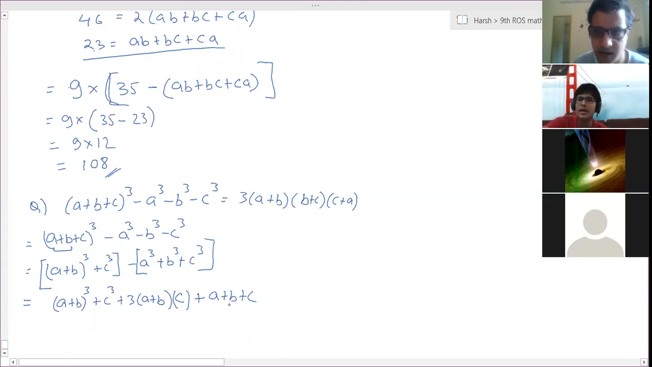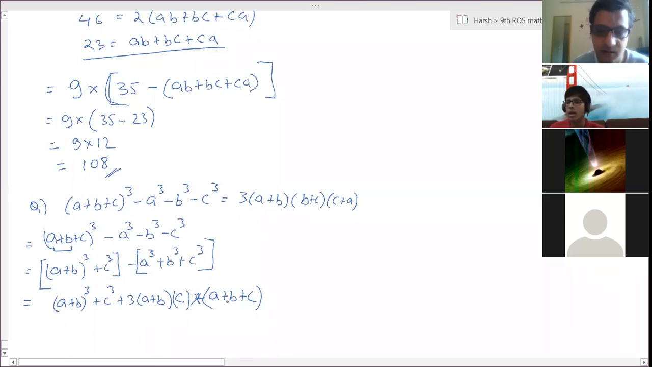Why have you added this one? 3 into (a+b) into c, plus (a+b+c). What is the significance? How can you add these two things? Sorry, sir, not plus, it's multiplication. Achha, multiplication. So 3 into (a+b) into c, multiplied by (a+b+c).